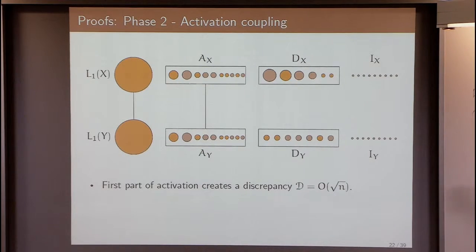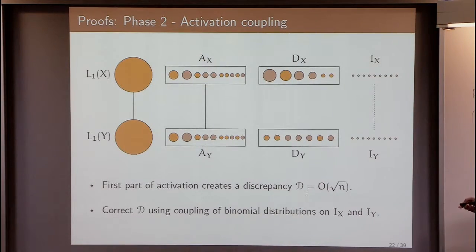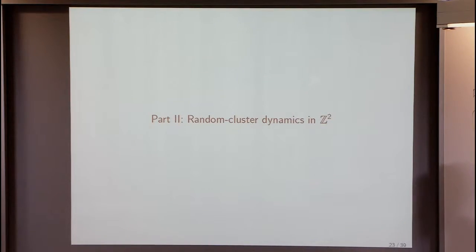And then you observe that the number of active isolated vertices is a binomial random variable. So you do a coupling of the binomials here, and try to use this coupling to fix whatever discrepancy was created from the previous activation. I've hidden some details here, but this is essentially what is going on. Okay, and that's it for the first two thirds of the talk.